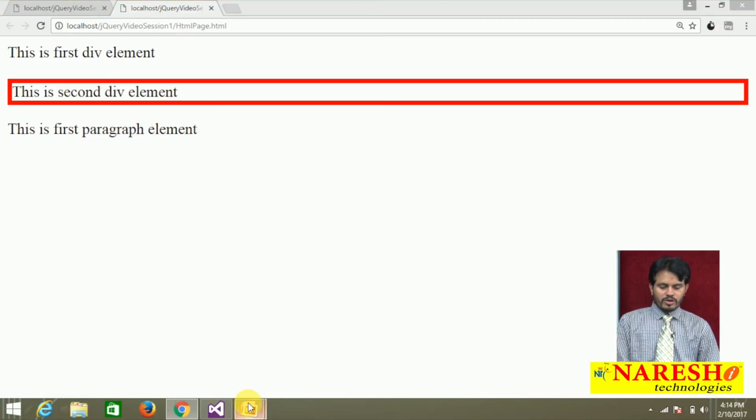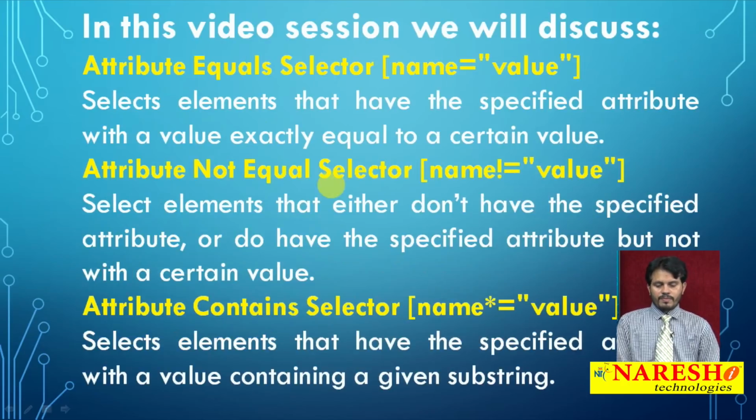Now we are going to the third one, which is the attribute content selector, meaning the attribute with value not equal.